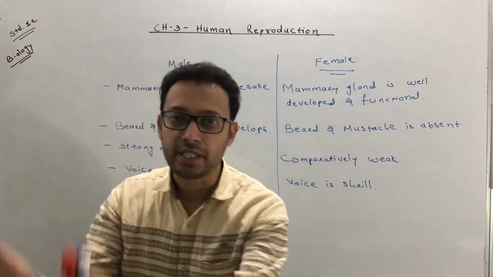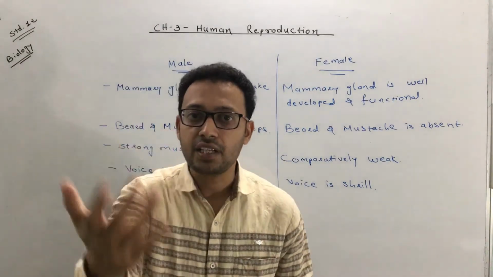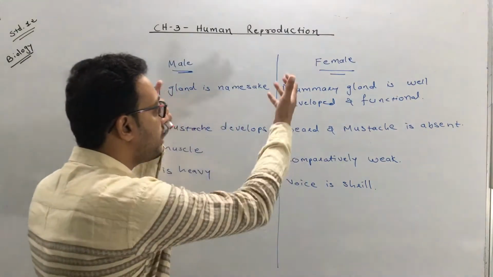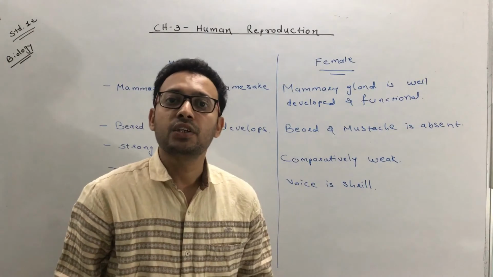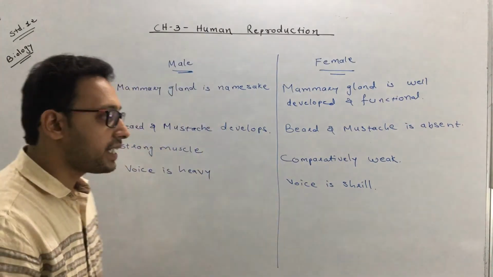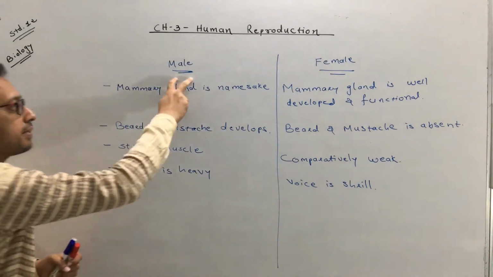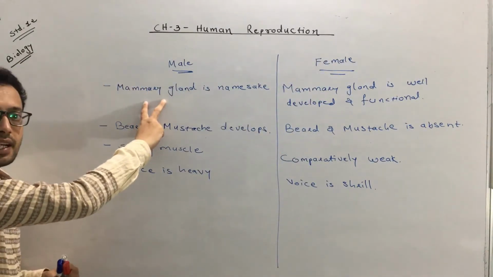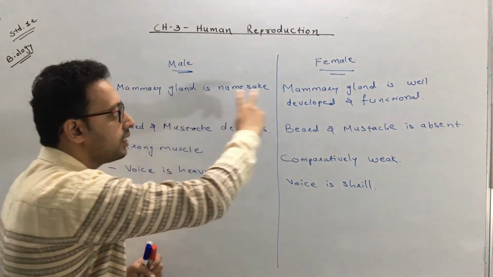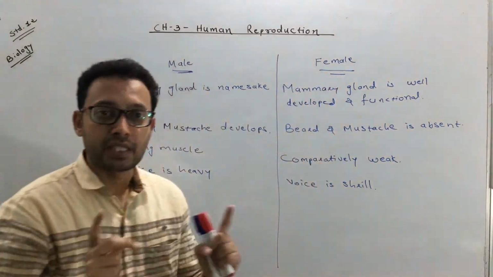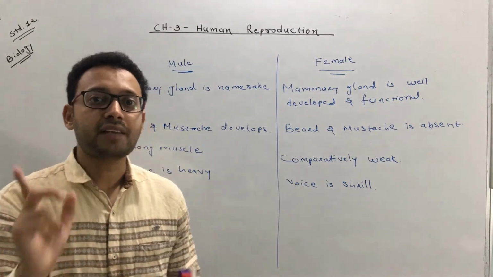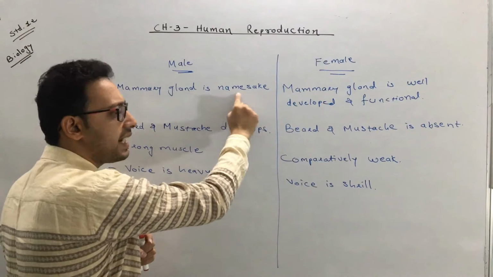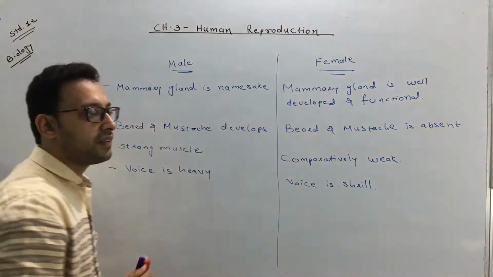If you see any human being standing in front of you, you can determine whether it is a male or female by looking at the features of that human being. So I again repeat, what are the differences between a male and female human being externally? In a male the mammary gland is present, but just for namesake. In a female the mammary gland is present and it is well developed and functional. Remember, the mammary gland is present in both, but here just for namesake, here well developed and functional.